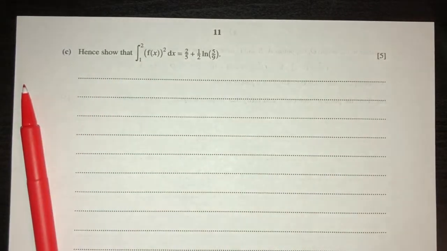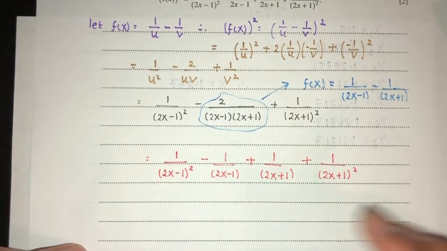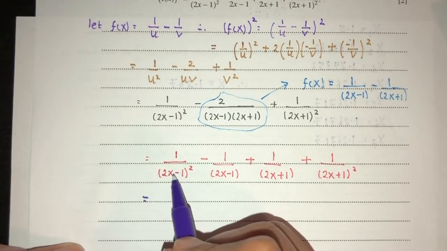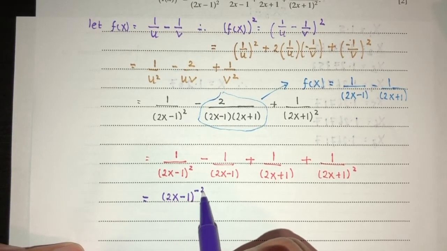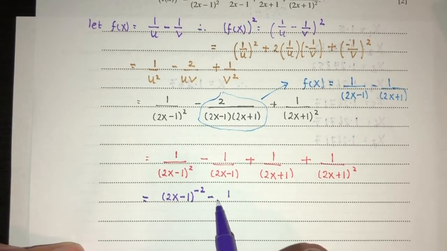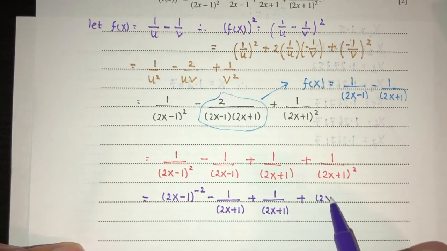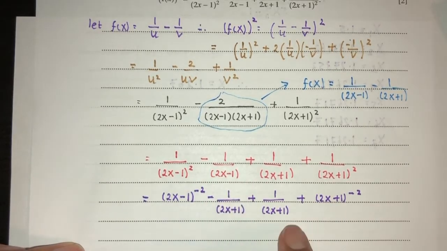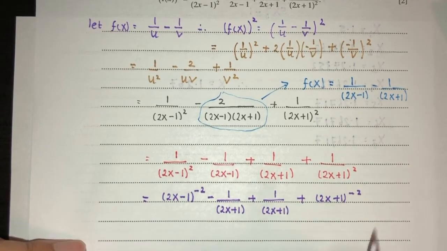so let me write this down again. So if you observe here, this can be rewritten as what? So if you want to bring this power up, you will have 2x minus 1 power minus 2. This is the same, right? 2x plus 1 plus 1 over 2x plus 1 plus 2x plus 1 power minus 2. So whenever it is not square, we leave it below. That's okay, that's pretty easy. Whenever it is square, let's bring it up to help you to solve this one.